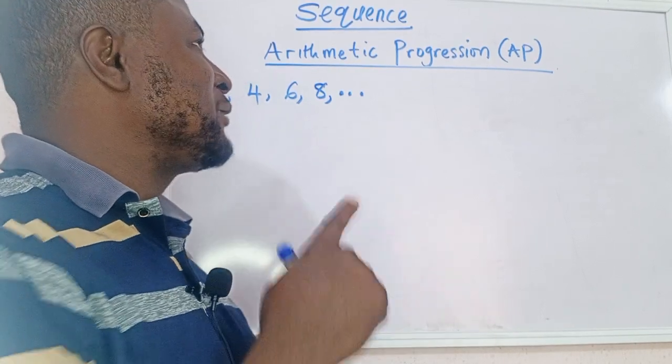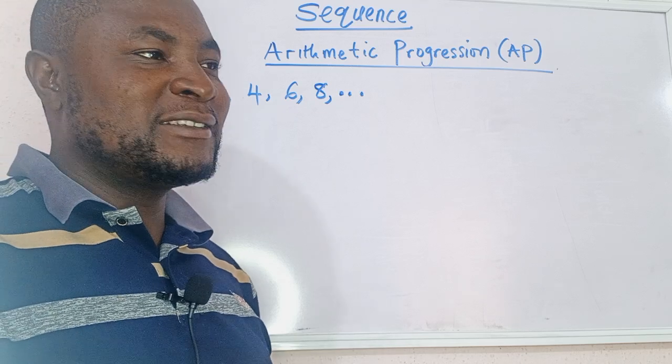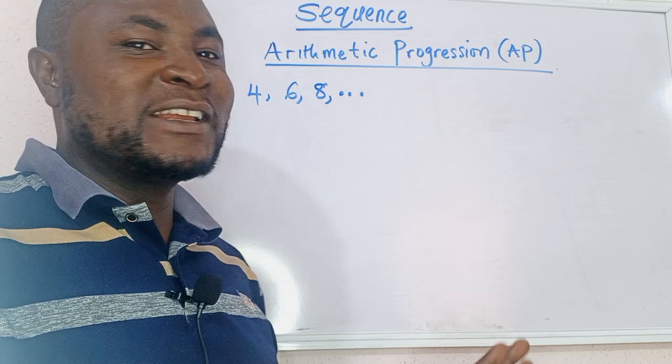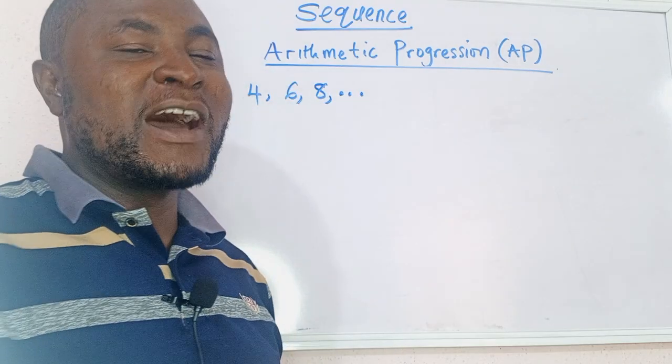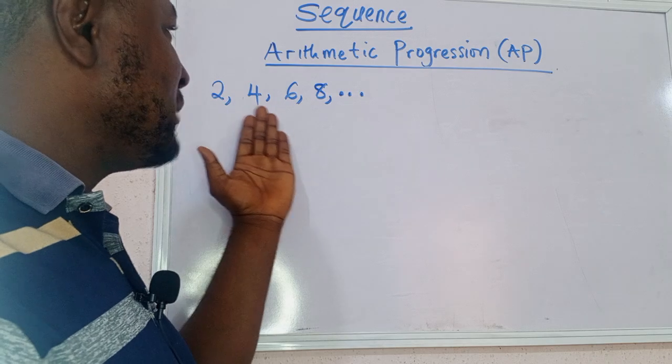Today, we'll be looking at sequence. What is a sequence? It's just the arrangement of numbers using a particular rule. Anybody can form its own sequence. That is why nobody can estimate the number of sequences we have. For example, this is a sequence. You can see these numbers are arranged using a particular rule.